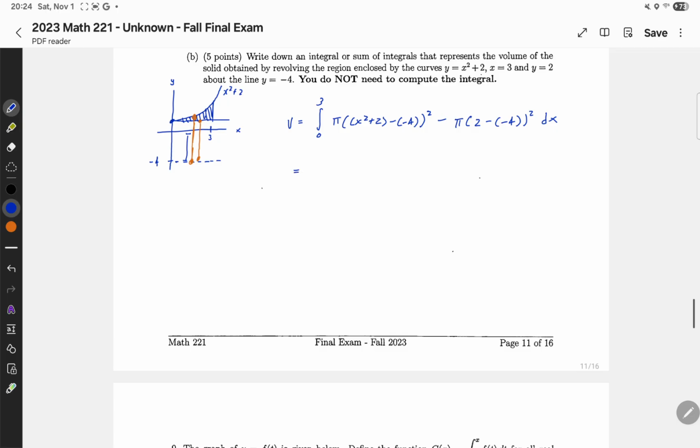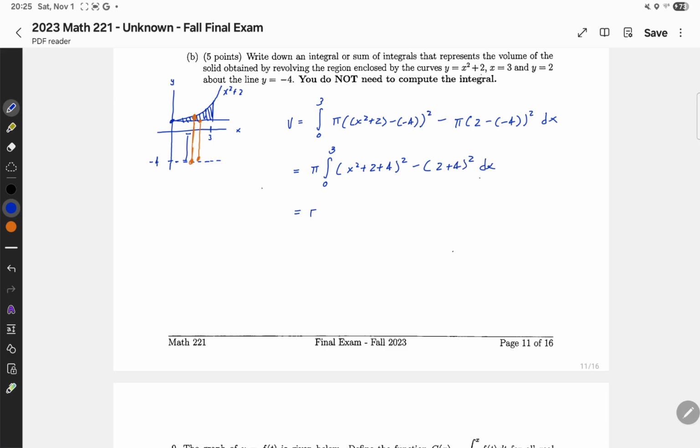We can simplify pretty easily though. First thing we can do is factor out a pi. So we'll have pi times the integral from 0 to 3. And then inside this first squared portion, we're going to have x squared plus 2 plus 4 squared minus, this second bit is going to be 2 plus 4 squared dx.